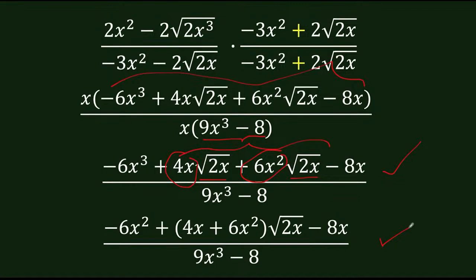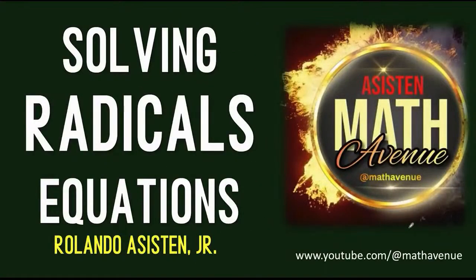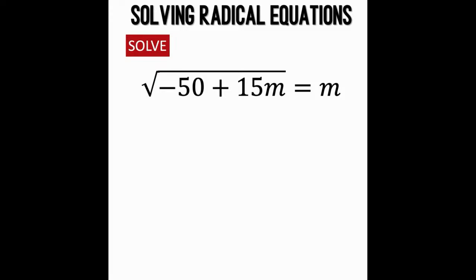Notice that for multinomial divided by a multinomial, it's getting more difficult. So at this point, let's now proceed to solving radical equations. Here's the problem. Solve the equation, the square root of negative 50 plus 15m is equal to m. And here are the options.